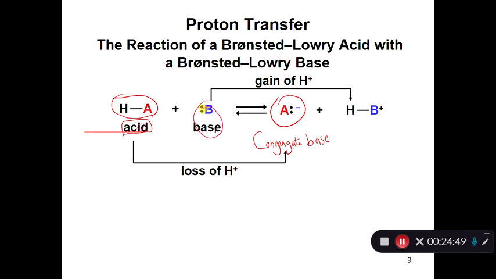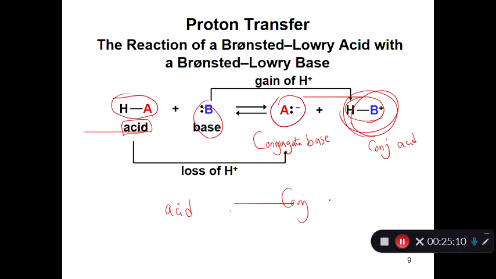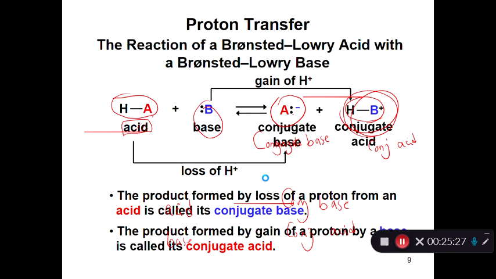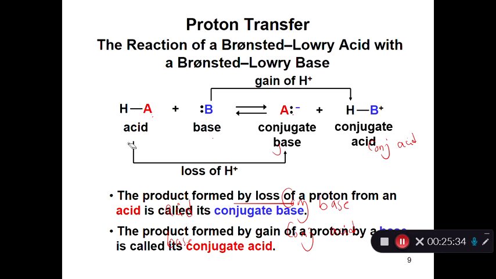For base, if we compare this one with this, it's going to gain hydrogen, so we call that conjugate, and we switch this term, we call that acid. So two definitions: acids are going to make conjugate bases, and bases are going to make conjugate acids. Conjugate base and conjugate acid always are going to be placed on the right side. Acids and bases always are going to be on the left side.